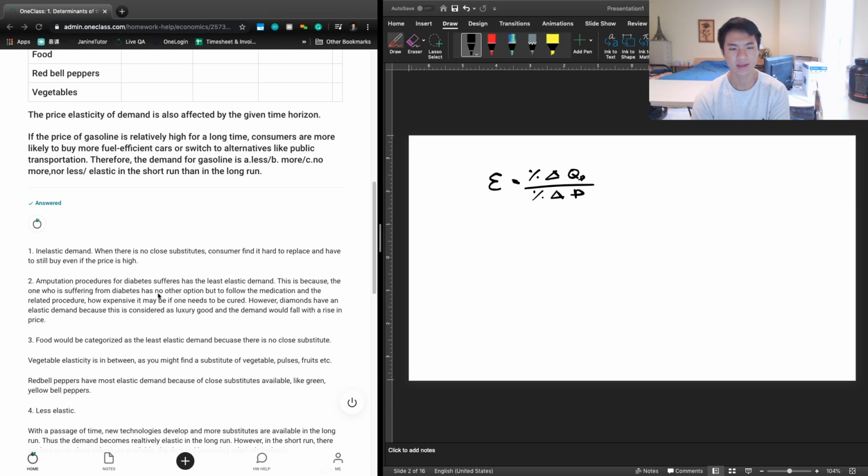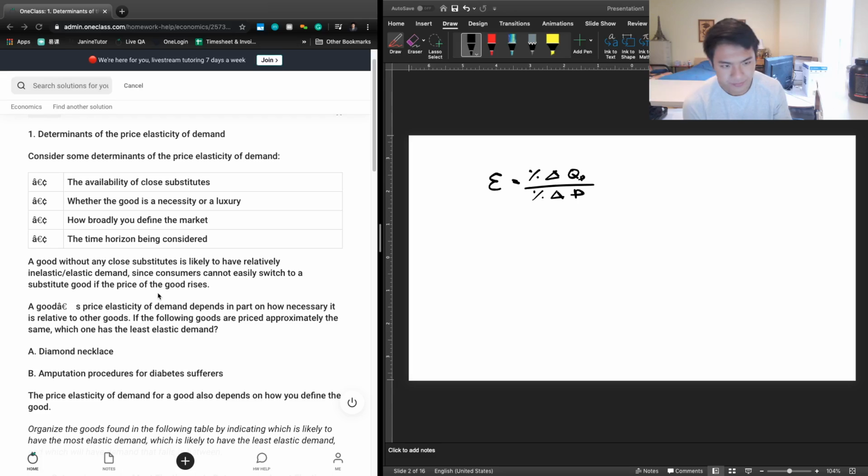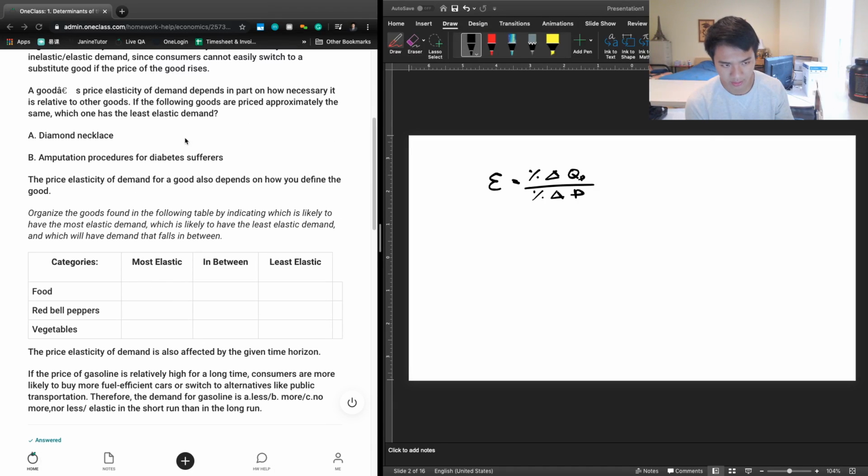I would add that demand is going to follow the rise in price for amputation procedures for diabetes patients as well, but it's just going to fall less. And so, I just want to make that one distinction. The law of demand tells us that if price rises, quantity demanded goes down, but relatively speaking, the reduction in quantity demanded is very little. And in the case that you have perfectly inelastic demand, then it actually wouldn't go down at all. So that would be the answer to number two.